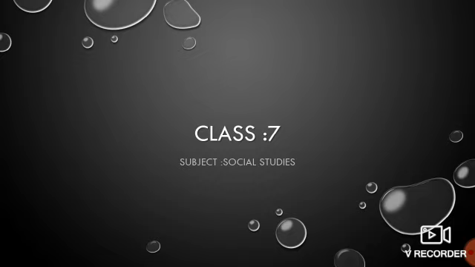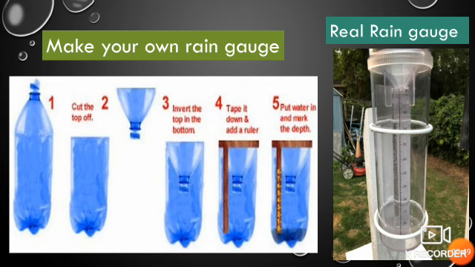Before starting that activity, do you know how we measure the amount of rainfall? That is, how much rainfall has fallen on the earth? How do we measure whether Guntur or Anantapur has more rainfall or less rainfall? So let's see. It is a rain gauge.